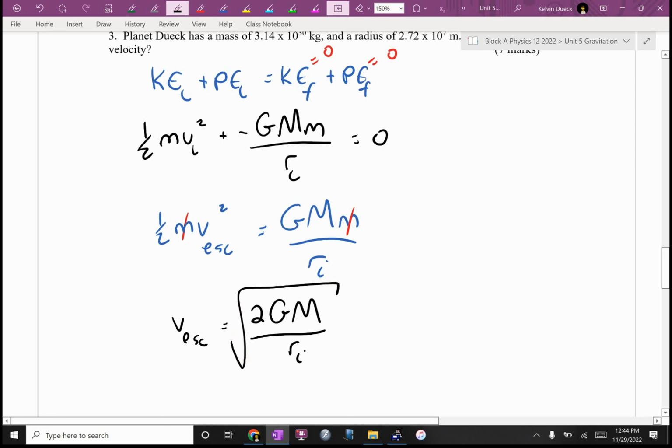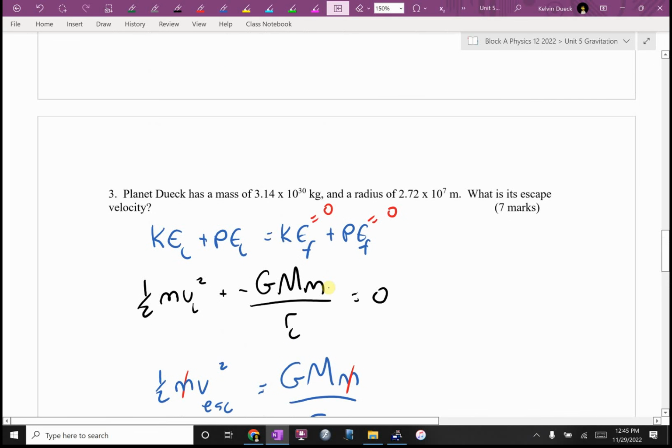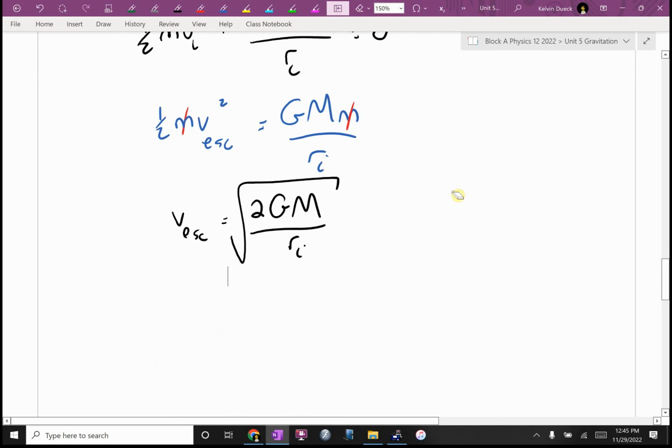Some predictions. I don't know if anybody remembers what the escape velocity of the Earth was? We calculated it. It's almost exactly 11,000, almost 11,200 meters per second, I think, 11,180 meters per second or something like this. What's the mass of the Earth? What's the mass of planet Duick? Larger? I suspect escape velocity here is going to be bigger than Earth's because I have a massive ego, and so of course my planet has to be bigger and better than Earth. Right? You're not surprised, Madison.